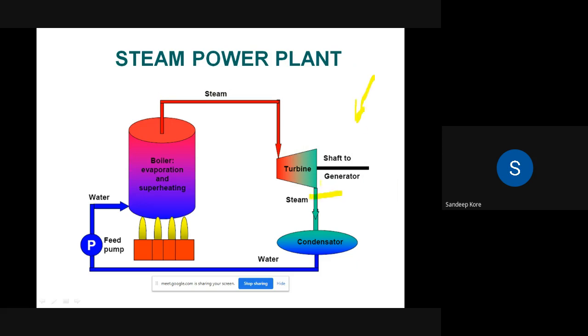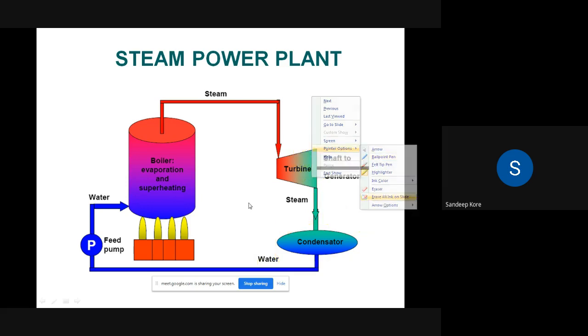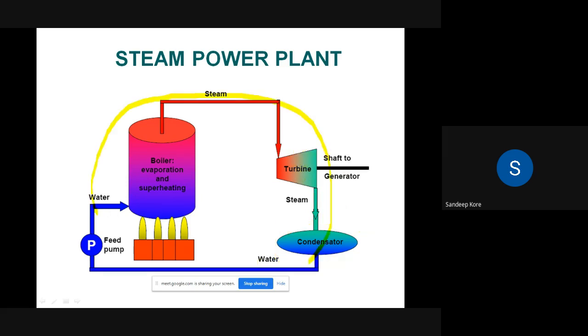After doing the work on the steam turbine, that vapor at low pressure comes into the condenser. The function of the condenser is to condense that vapor into liquid, to complete a cycle, and again this cycle is going to repeat. So we have started from water, and again we have come back to the water. So this completes the cycle.